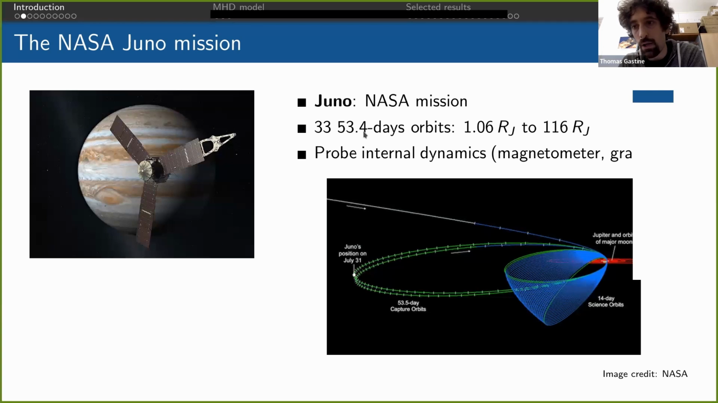This orbit is very long, so it takes more than 50 days. Until now, a bit more than 30 orbits have been completed. And as I will show you later, those data already allow us to construct a magnetic field model with a much better accuracy than what was available before the mission.